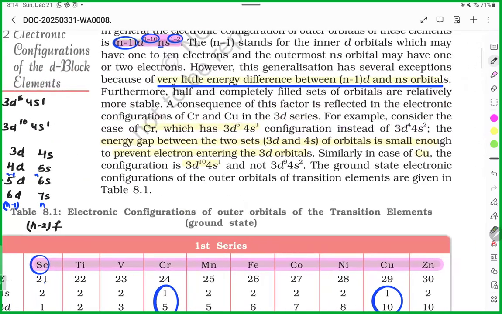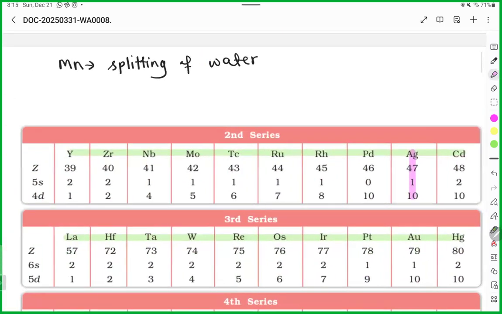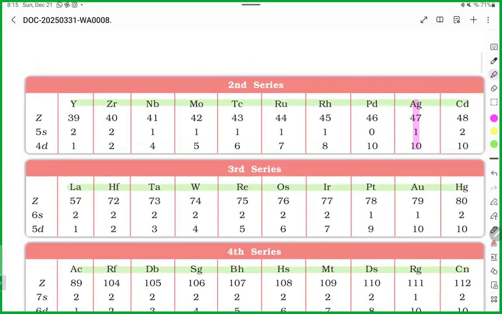So these are the reasons, and it is a very popular question. Same thing they ask, in the case of chromium it is this, and why? Because the energy gap between 3d and 4s is very small. Correct? So because of this energy gap, an electron can easily move from the S to D. Correct? Any doubt?